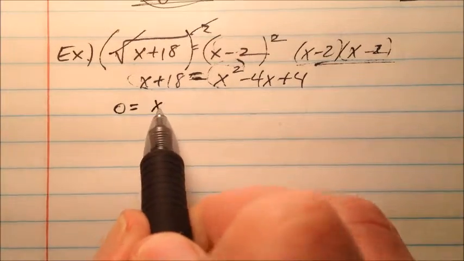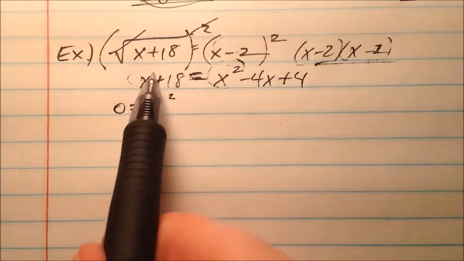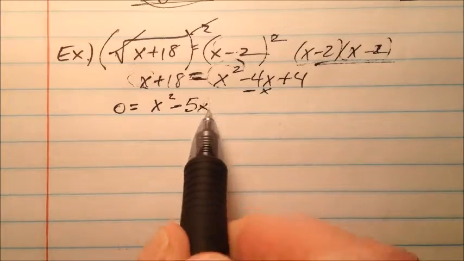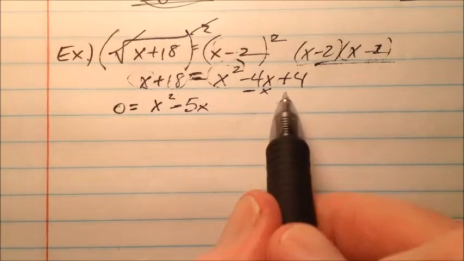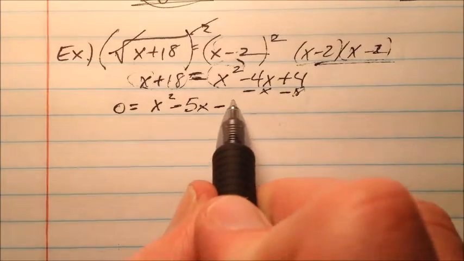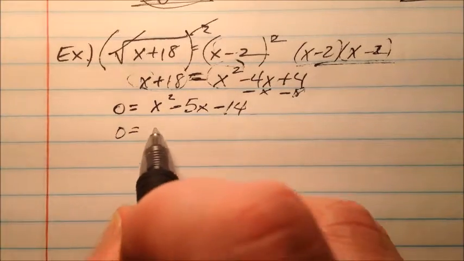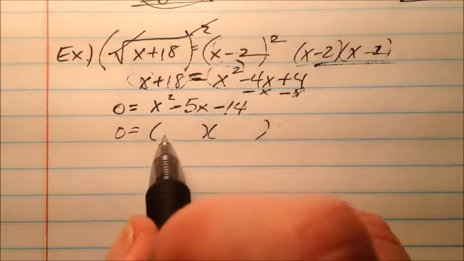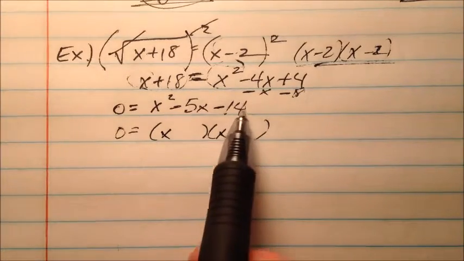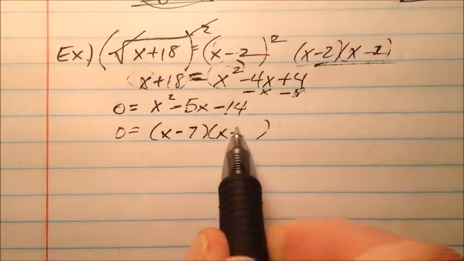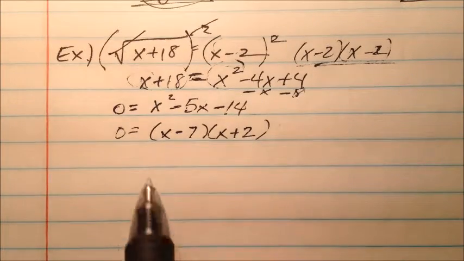So my x squared is positive on the right side. When I move this x over, it'll be negative x, so negative 5x. When I move this 18 over, it'll be negative, so negative 18 will be negative 14. Okay, so I always look to see if I can factor this first. So x and x. Factors of negative 14 that add to negative 5. Hey, well, I think negative 7 and positive 2.